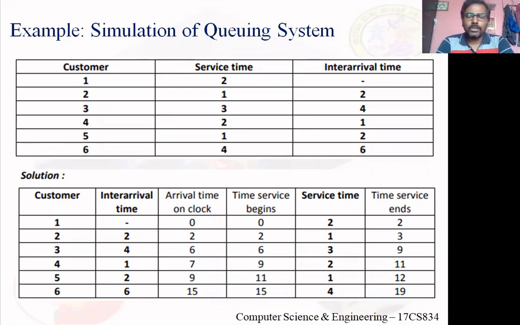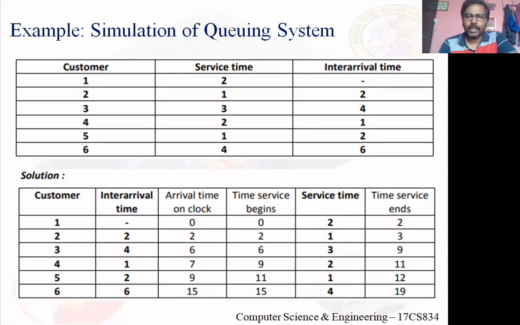But look at the third column, inter-arrival time. On the first entry of inter-arrival time, I've shown just a dash. Why a dash? Because inter-arrival time is the time between the current arrival and the previous arrival. Got it? Or to be precise, the time between two consecutive arrivals.